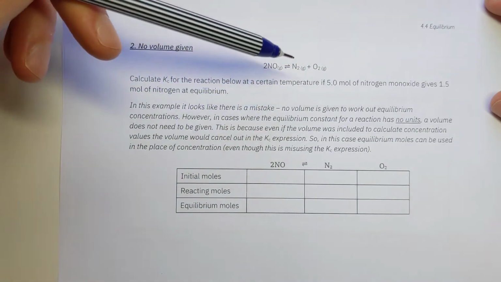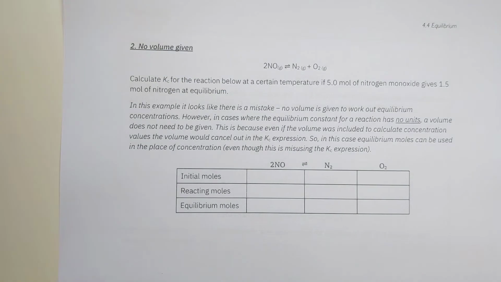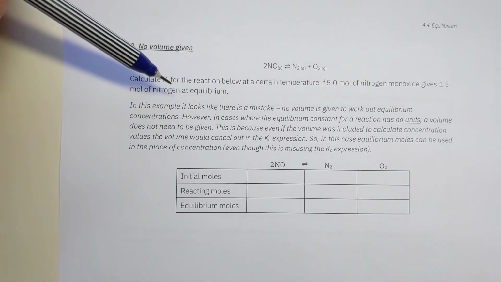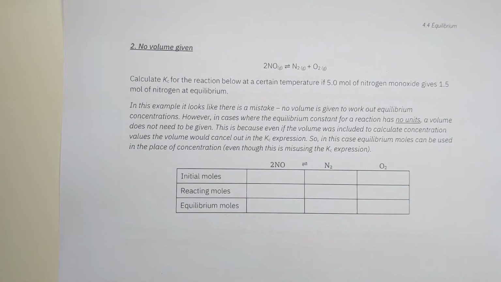I've got some mole values at the start and the equilibrium. But what you notice is missing here, I've not been given any volume. There's no decimeters cubed for this reaction. So from what I said before, that maybe makes it sound like this question is impossible. You can't do it if you can't get equilibrium concentrations. There's one exception to what I just told you.